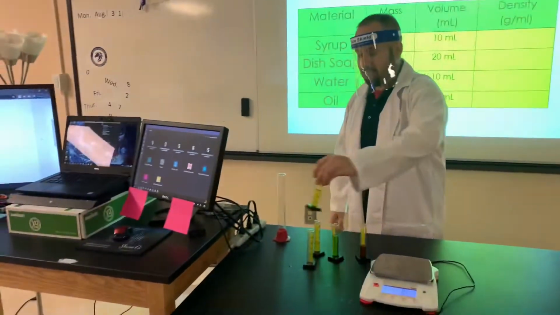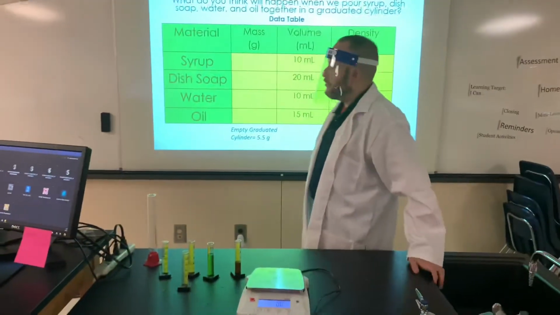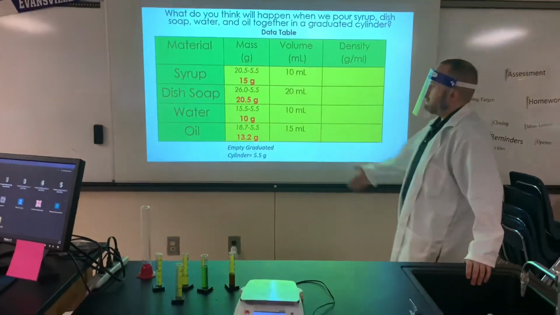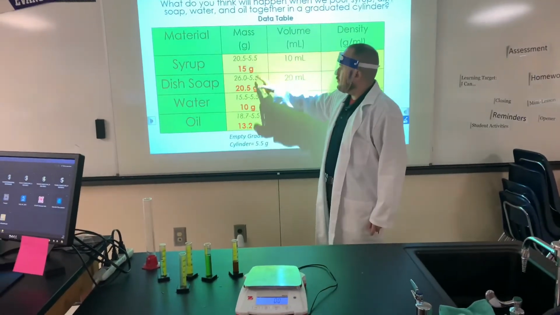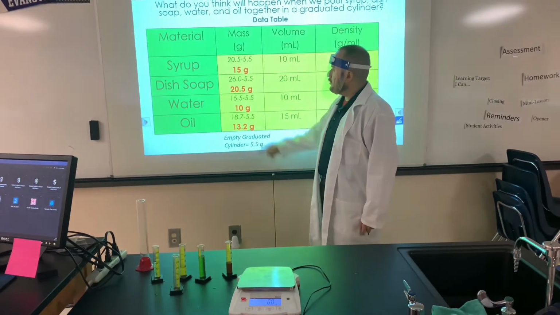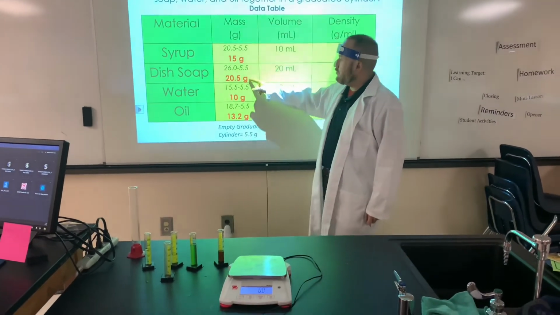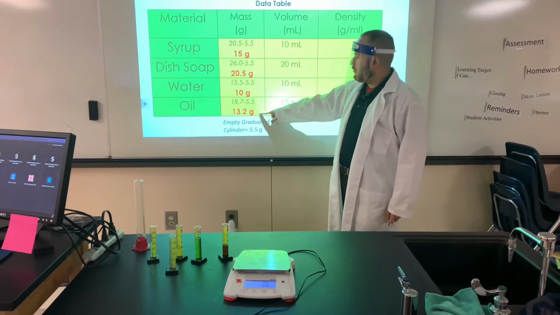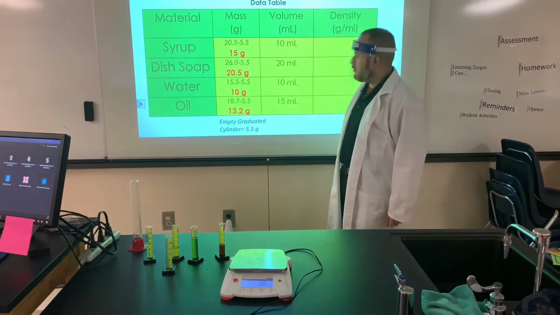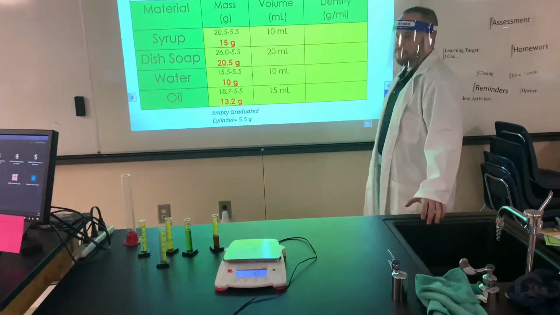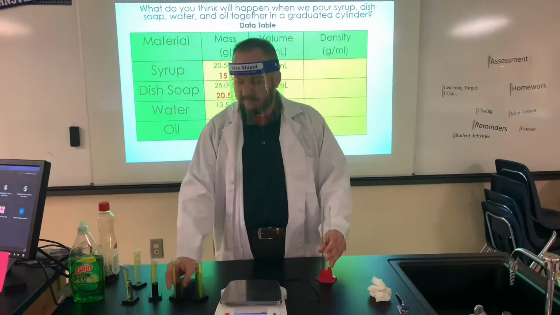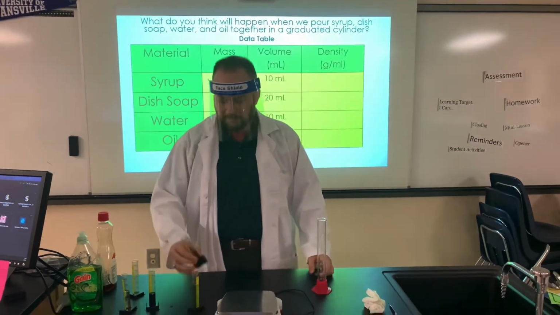As a reminder, that was our total mass. For each one of those, we needed to subtract 5.5. So we get that the syrup had a mass of 15 grams, the dish soap had a mass of 20.5, the water had a mass of 10, and the oil had a mass of 13.2 grams when we subtract the empty graduated cylinder from each.